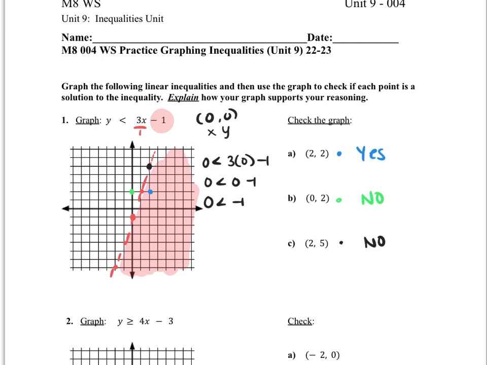So at this point, you're going to pause the video, you're going to complete the remaining problems before moving on to the notes, and this will be checked tomorrow.